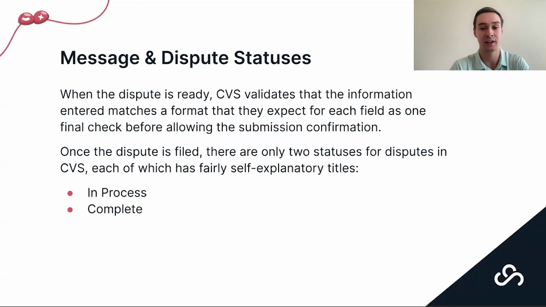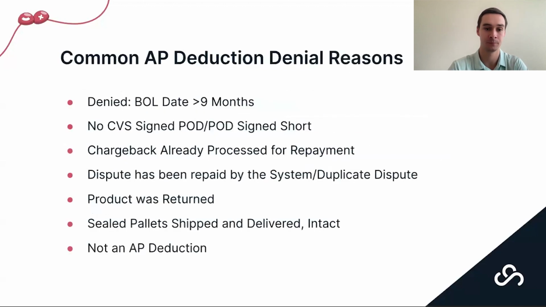Once your dispute is filed, there are only two statuses that they display on the high level view of the deductions, and that's going to be in process and complete. So definitely dig into those further. For something that's complete, if you actually click into the dispute, you'll be able to uncover whether something was actually approved or denied, or if you disputed multiple lines. Part of it may be in process, part of it may be already approved and denied. So definitely get into the details of each dispute as well.